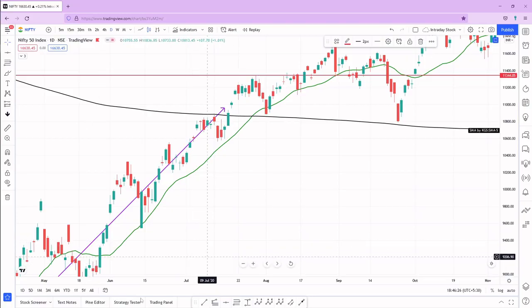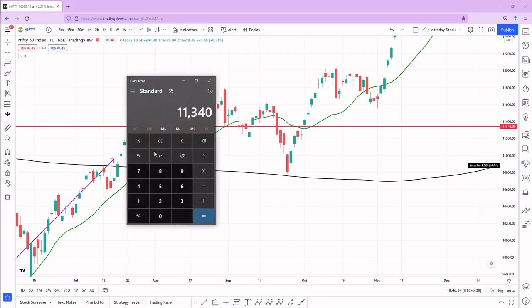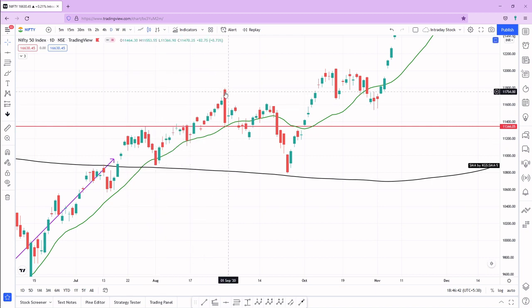Now let us calculate whether the stop loss or target was hit. So this is our entry point 11,340 and the stop loss is 10,880. So 11,340 minus 10,880 is 460. Adding 460 to 11,340, 11,800 should be the target. But it reached 11,794, just 6 points short, the target got missed and the stop loss got hit. Okay, this is our low, right? This low is our stop loss, right? The stop loss got hit.